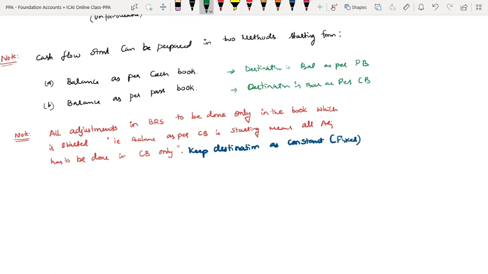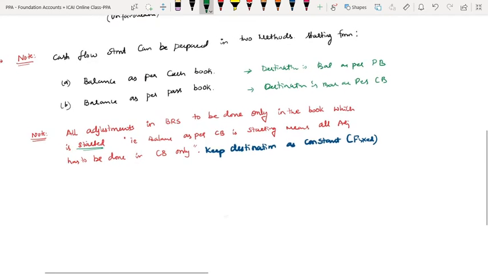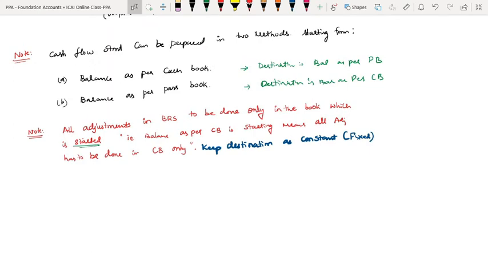So therefore, all adjustments you have to do in the book in which you started. Only in the starting book you have to do it. Usually they will give the cash book balance and you have to reach the passbook balance, but it depends on the case. Got it? So all adjustments you have to do in the starting book only.